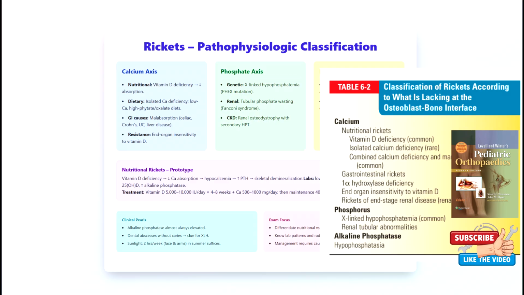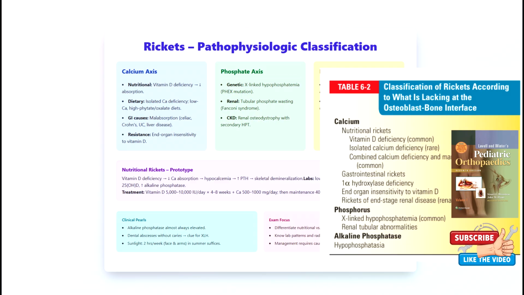On the calcium side, we have the classic nutritional rickets, usually due to vitamin D deficiency. But there are also rarer causes, isolated calcium deficiency in the diet or combined calcium deficiency with marginal vitamin D intake. There are also gastrointestinal causes where absorption is impaired, such as in celiac disease, Crohn's disease, ulcerative colitis, or chronic liver disease interfering with bile salt metabolism.